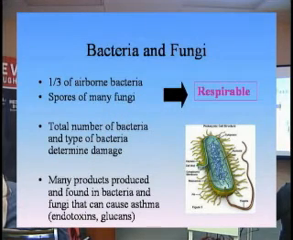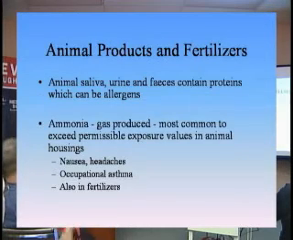Bacteria and fungi are small, so you can breathe them in, basically. And the total number of bacteria as well as the type of bacteria will determine how much damage is done to your lungs. Many products are found in bacteria and fungi that can cause asthma, and these are usually located in the cell walls of bacteria, and a lot of people are allergic to these. So examples are endotoxins and glucans.